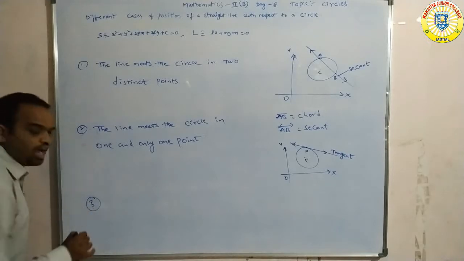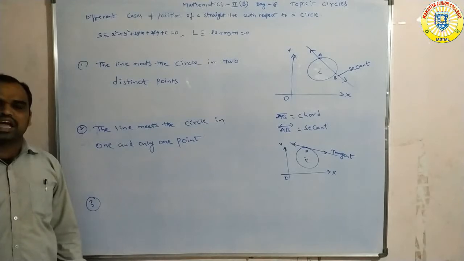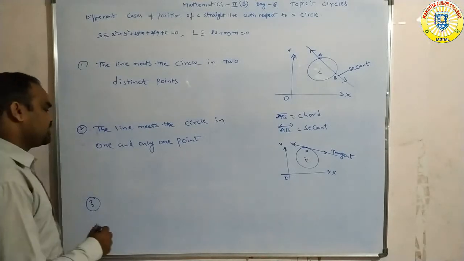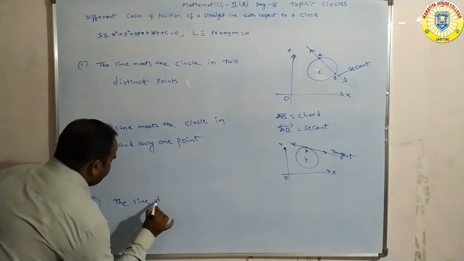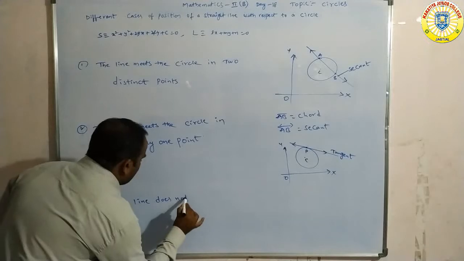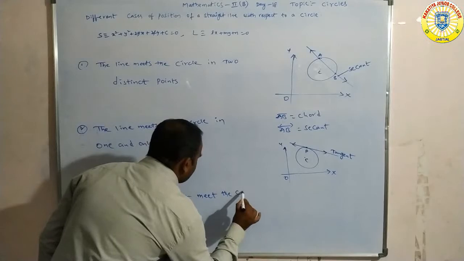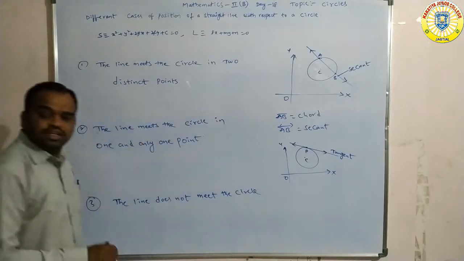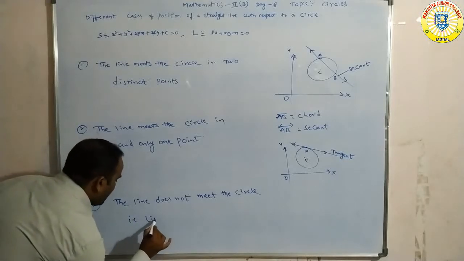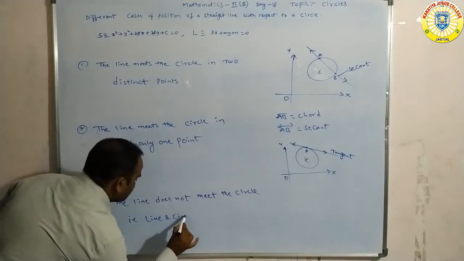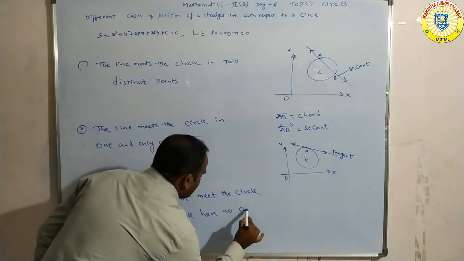The line does not meet the circle. That is nothing but the line and circle have no common points. What is the third case? The line does not meet the circle. That is nothing but the line and circle have no common points.